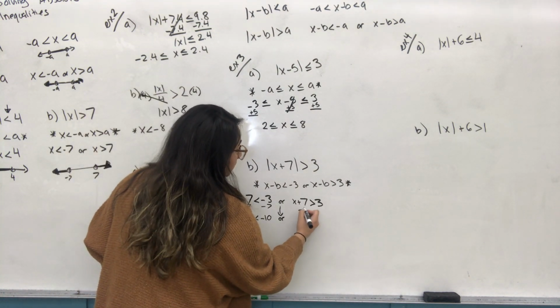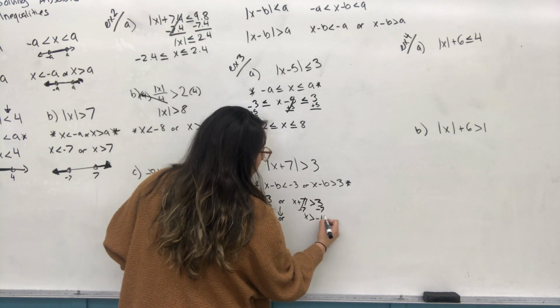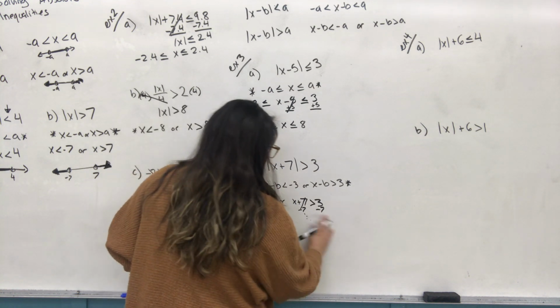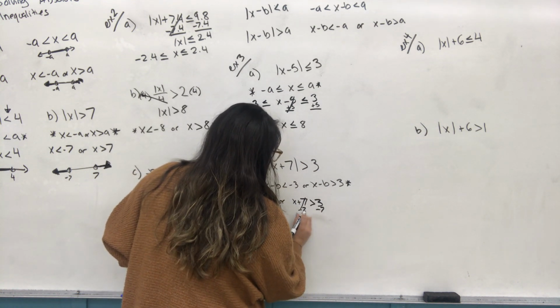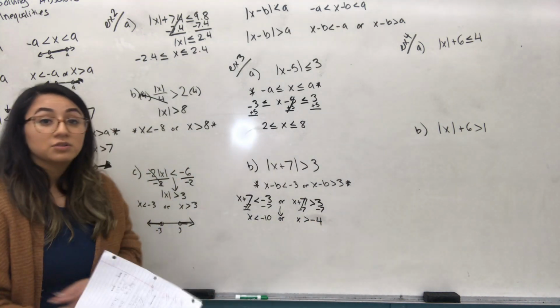And here we want to solve for it. We subtract 7 to both sides. x is greater than negative 4. So now we have x is less than negative 10, or, let me put it over here, x is greater than negative 4, and that is your solution there.